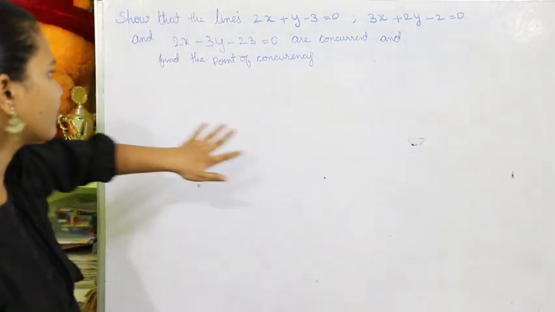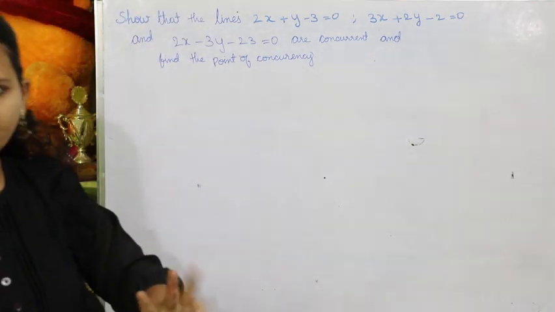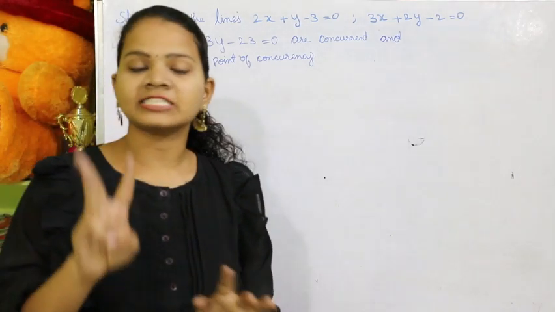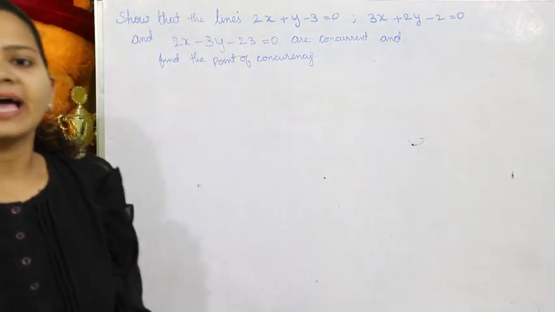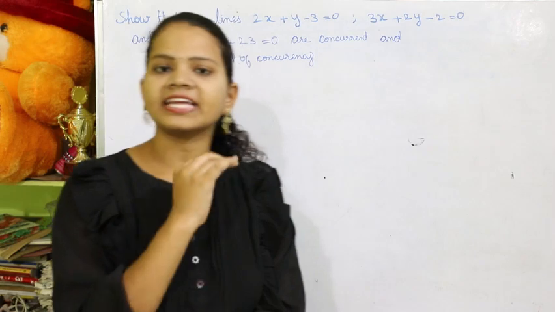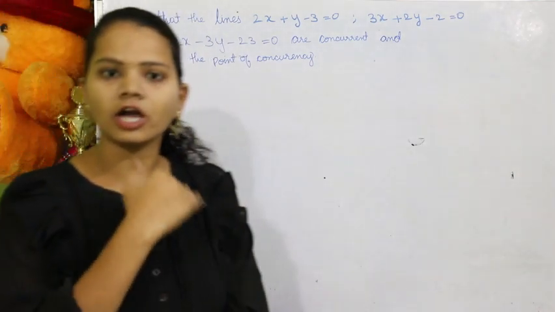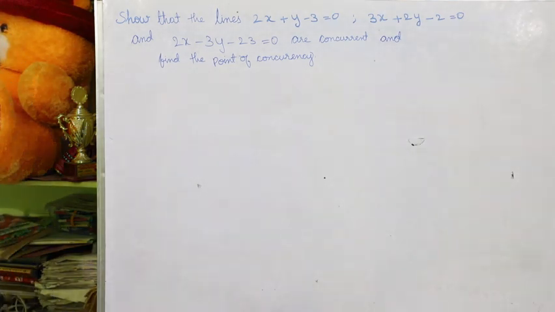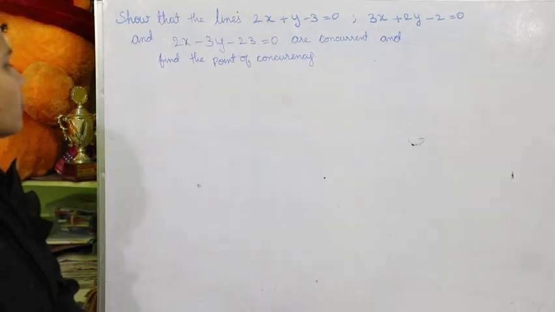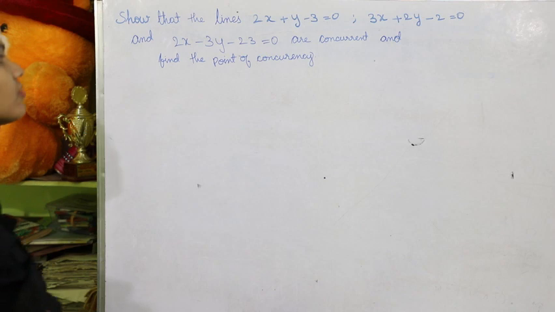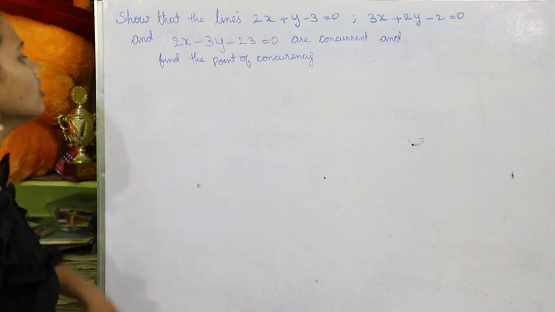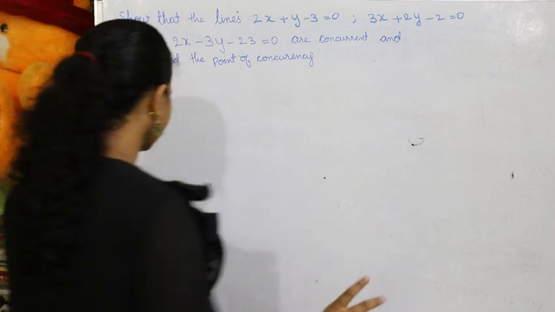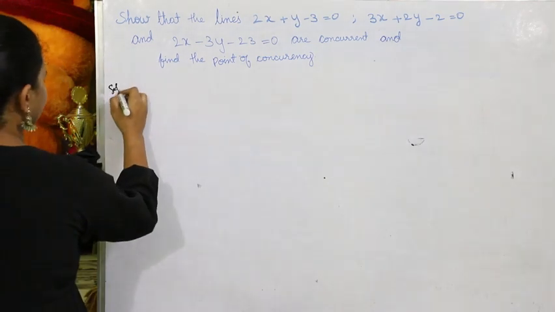Firstly, in this given question, they have given 3 equations, right? They are asking us to find out whether these 3 lines are concurrent or not, or to find the point of concurrency. So firstly, you select the 3 lines, guys. Here they have given 3 lines, so let's go with this.